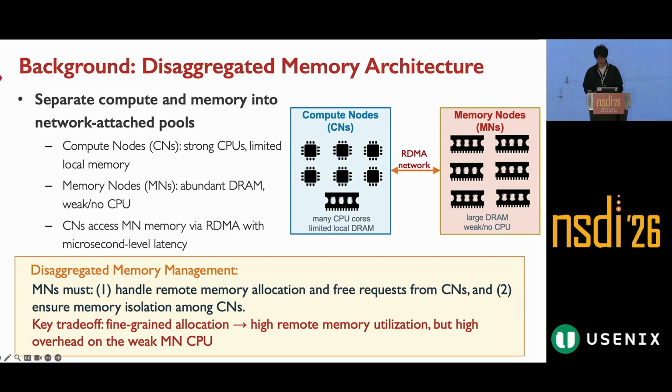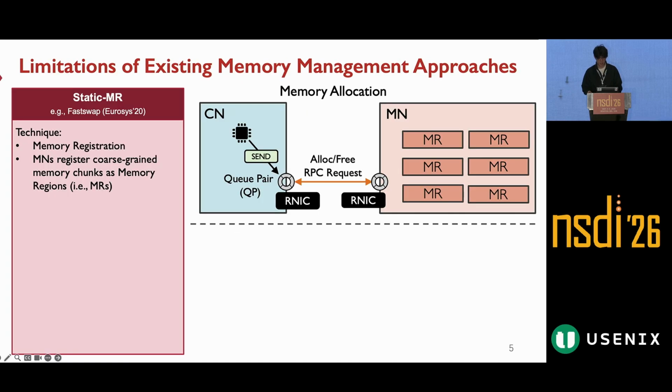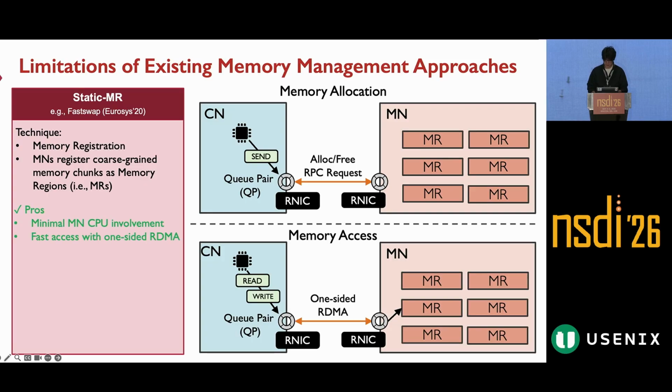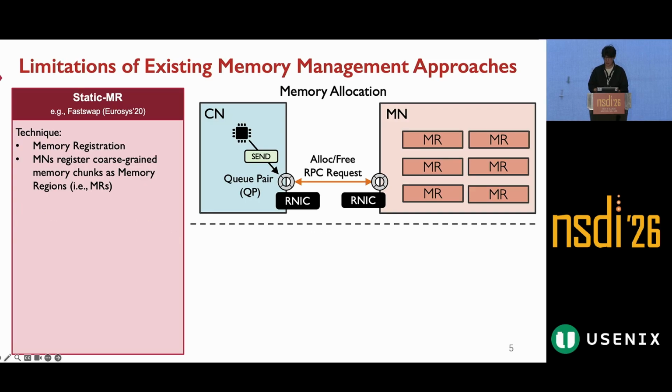So let's look at how existing approaches handle this problem. The first approach is what we call static MR, which relies on RDMA memory registration, a time-consuming and CPU-intensive operation. So static MR avoids registering memory regions on demand. Instead, it pre-registers memory in large and coarse granularity to minimize memory node CPU overhead. When a compute node needs more remote memory, the memory node simply allocates from these pre-registered regions. This approach is adopted by most systems like FastSwap.